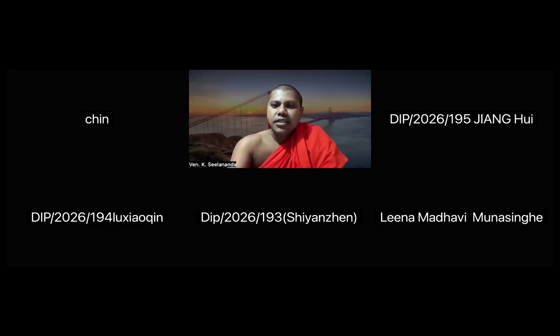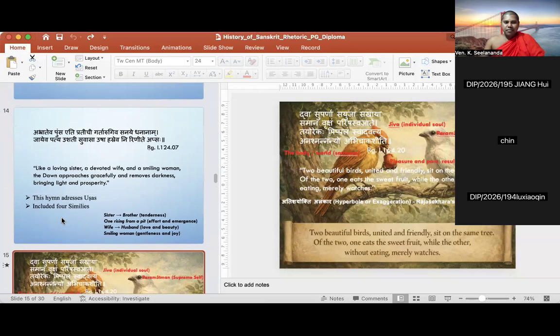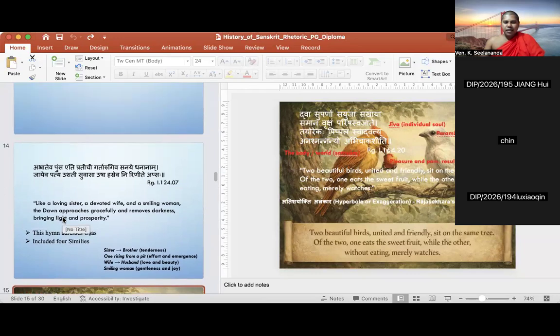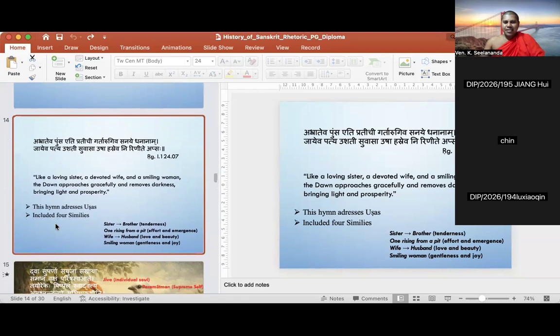Shall we start now? Yes, sure. Can I have a request? Before you explain the simile or the poetic device, can you read the verses first? Can you read the Devanagari verses? Because we want to hear the sound also, right?